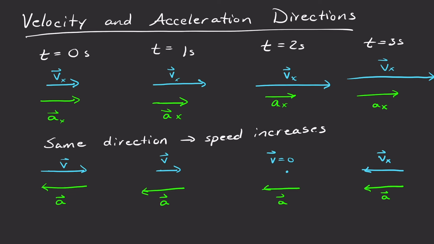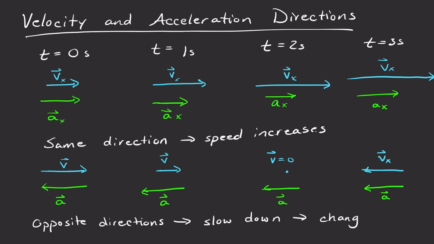Okay, so the acceleration tries to make your velocity align with it. So if they are in opposite directions, first you'll slow down, so your speed will decrease, and then you will change directions. Specifically, you will go in the opposite direction. Okay, so you won't start going up or down, but if you were going right, now you will start going left.